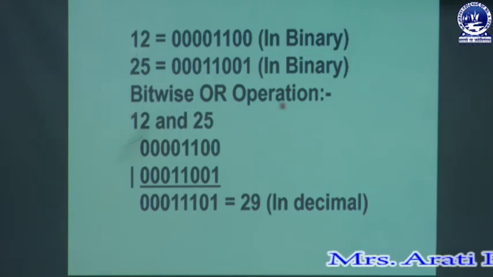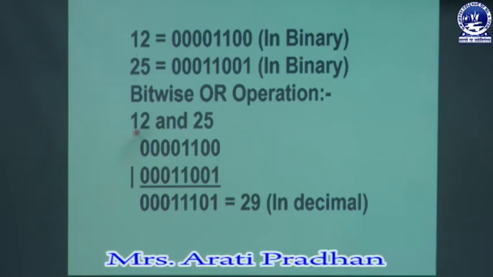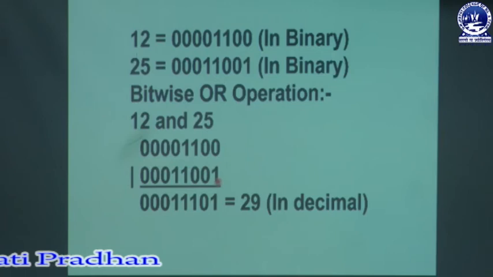Then when we perform the bitwise OR operation on 12 and 25, we have to just remember the rule. The rule is that if one operand is 1, then the output will be 1. If the two operands are 0, only in that case the output will be 0. Okay. So, let us start calculating the output bit by bit, and the binary result is 0 0 0 1 1 1 0 1, whose decimal equivalent is 29.